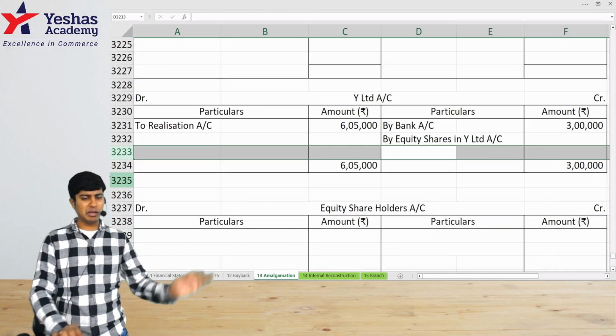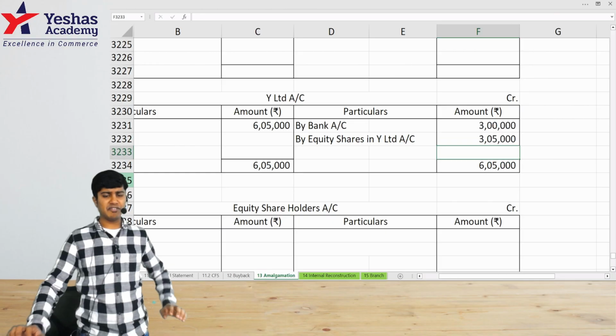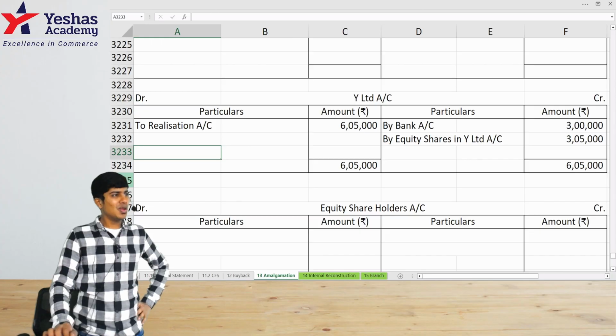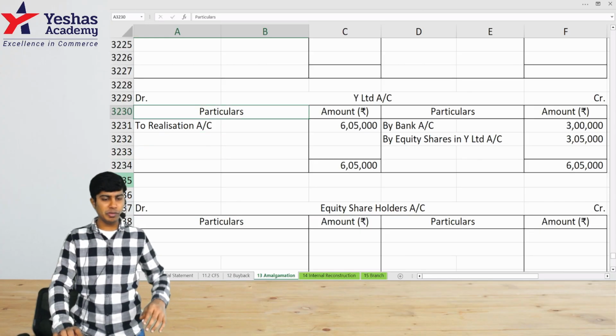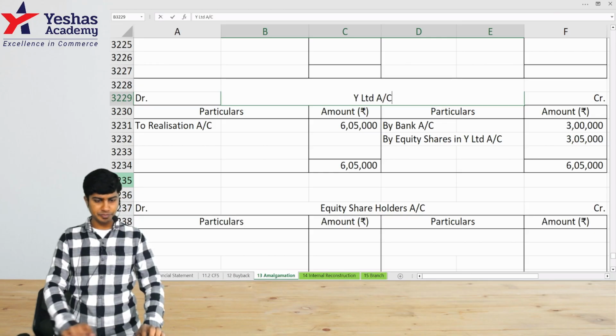Ignore that premium 25 and everything. Just write the amount 3 lakh 5. That security premium separation should be shown in the books of Y Limited, not in X Limited. I hope everybody understood. Y Limited is the transferee.